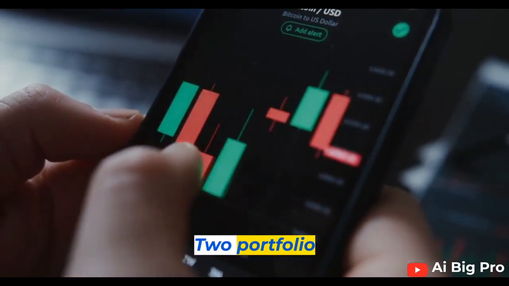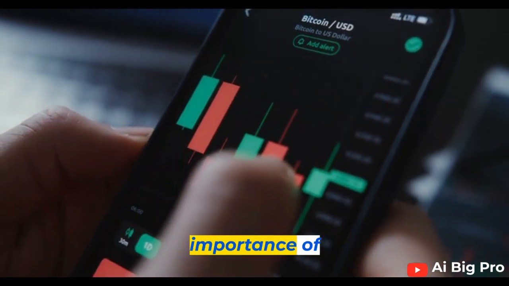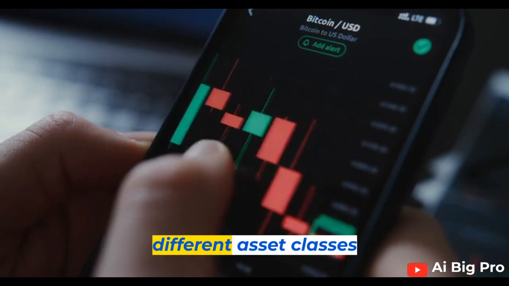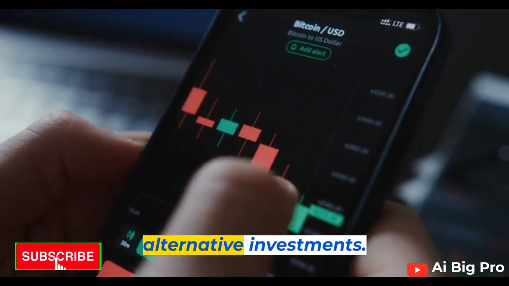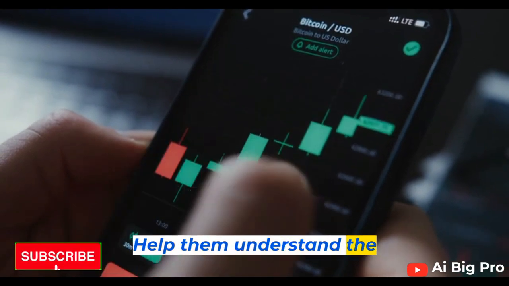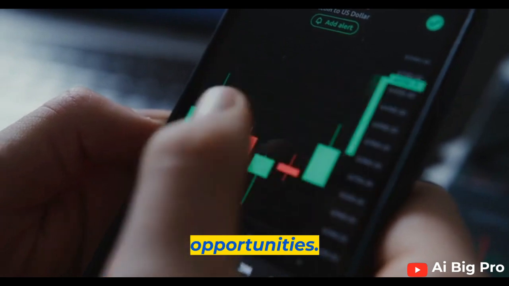2. Portfolio diversification. Educate clients about the importance of diversification across different asset classes such as stocks, bonds, real estate, and alternative investments. Help them understand the potential benefits of spreading their investments to reduce risk and capture opportunities.